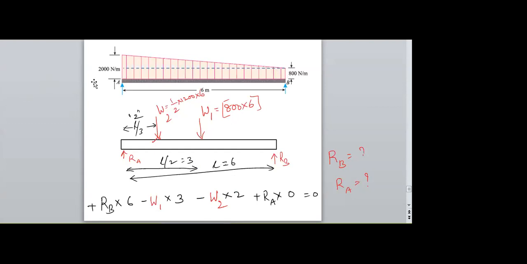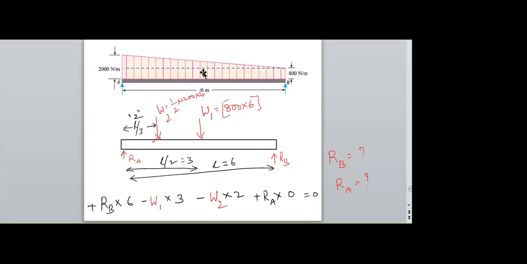I need to convert this into a rectangle as well as a triangle. So a rectangle whose magnitude is 800 into the length 6. And the triangle, after removing 800 from 2000, the triangle height will be 1200. Therefore the base will be 6 again. Therefore half into 1200 into 6 is the point load due to the triangle load.